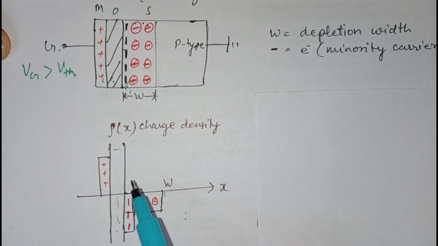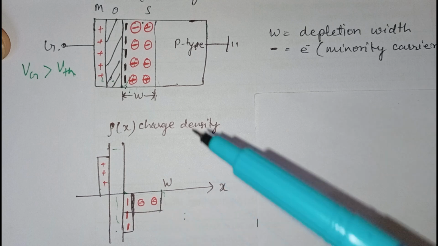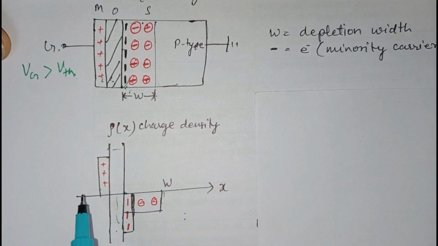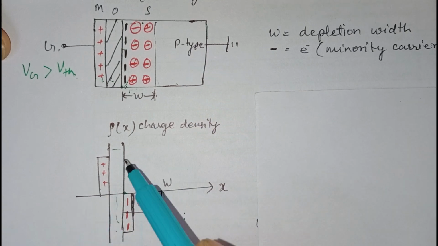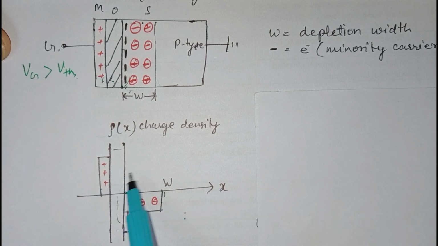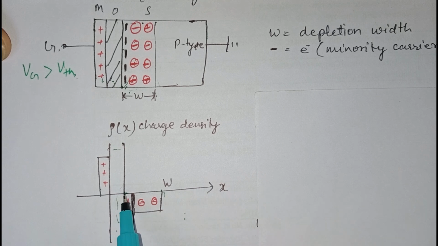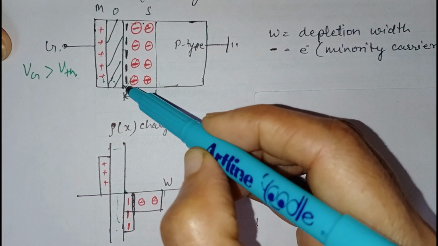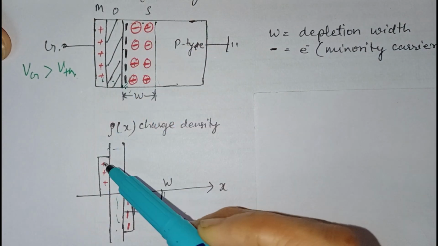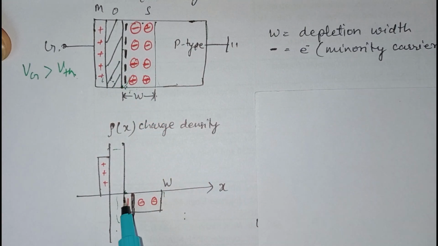Now we'll see the charge density diagram of the inversion mode. This diagram shows the charge density of the inversion mode. Here this side shows the metal side, this middle shows the oxide, and this side from here to here shows the substrate side, and this x is the distance from the silicon dioxide interface, meaning this interface. Now this shows the positive charge in the metal, this charge.